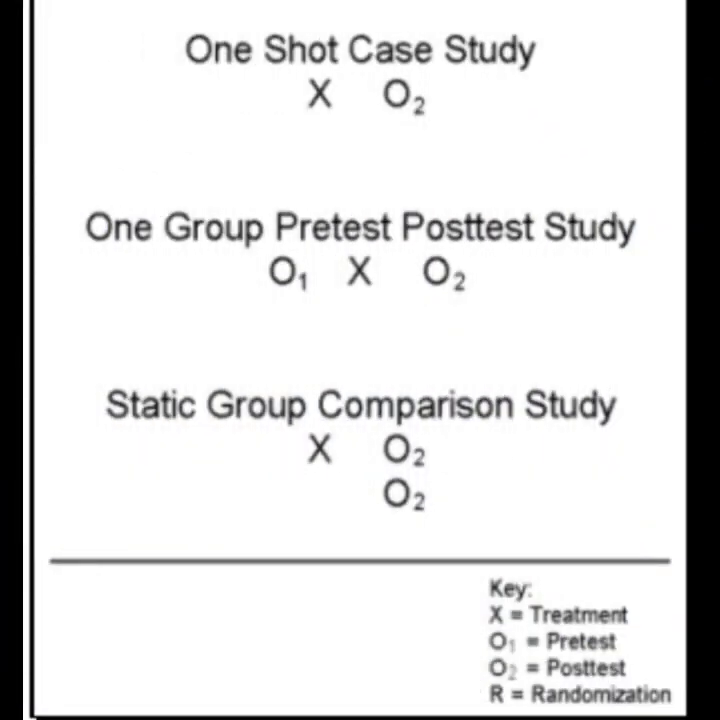In one-shot case studies, the chosen group is exposed to the treatment, and then it is tested only once for the purpose of measuring the degree of change on the dependent variable after the treatment. It is called the one-group pre-test post-test design because the two tests are administered to the same group. In the static group comparison study, after one group receives the treatment, all groups are post-tested. This design has better control over most of the variables.